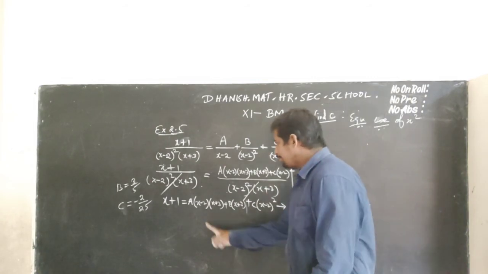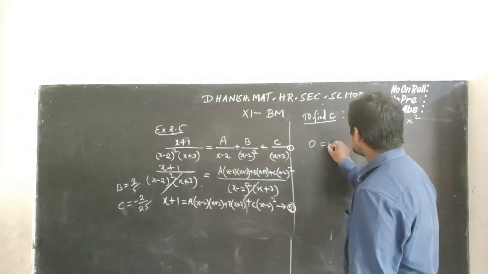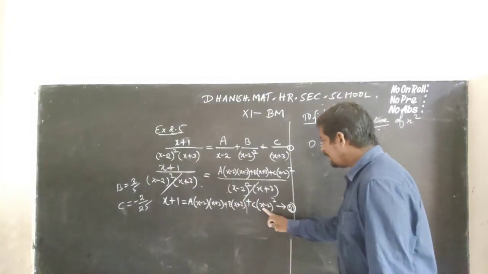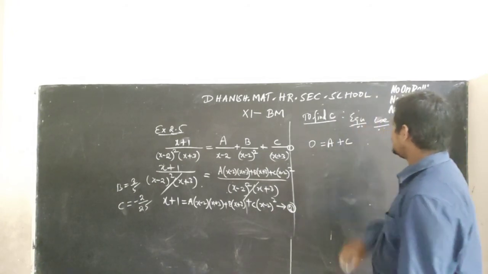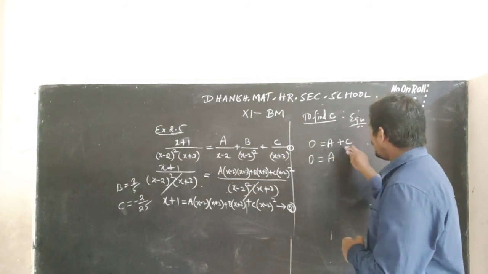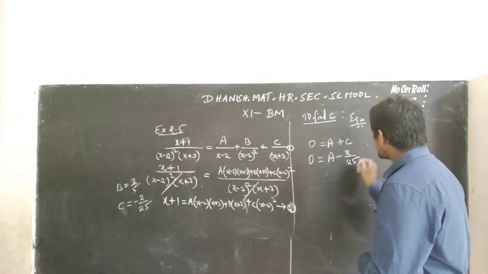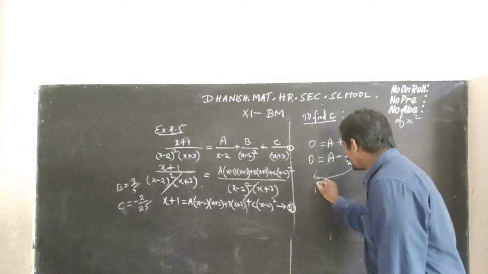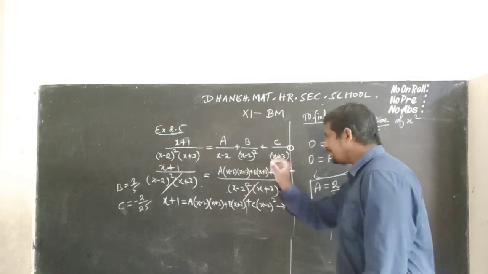0 equal to, if you multiply these two, you will get x square. So the coefficient of x square is a. Here we don't have any x square term, so we will omit it. Then if we expand this, we will get x square. The coefficient of x square is c. a plus c. Now I am going to put 0 equal to a, instead of c, I am going to put minus 2 by 25. Now I am going to bring this minus 2 by 25 into the left side. So a equal to 2 by 25. We got our three values.